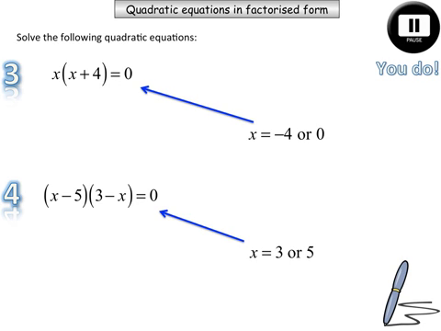Okay, so the first one, x is equal to 0 and negative 4. And this one here, 5 will make this equal to 0 and 3 would make that equal to 0. So here are our solutions.